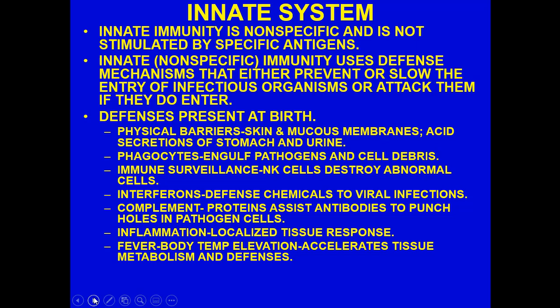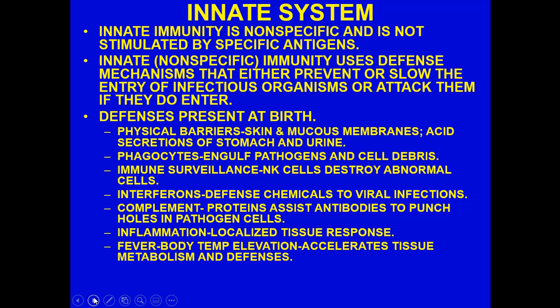It uses a defense mechanism that is either to prevent or slow the entry of infectious organisms or to attack them if they do enter. That's it. It's sort of the means to block and be the first layer of defense. Later on, adaptive is where we learn. So think of adaptive as learned immunity against certain pathogens, etc. Now, the defenses for the innate immune system are present at birth. We have a variety of them. Physical barriers such as our skin, the mucous membranes, the acid secretions of the stomach and urine.